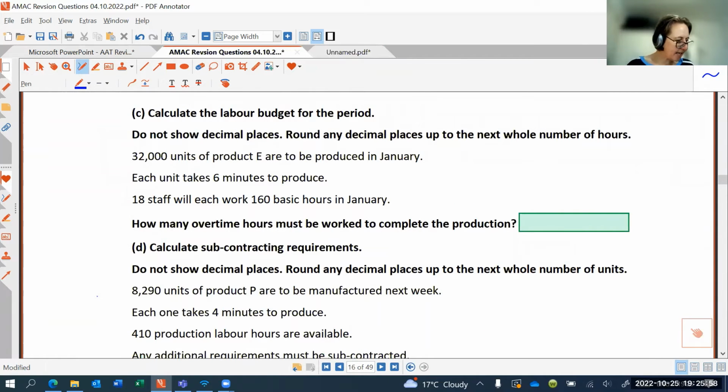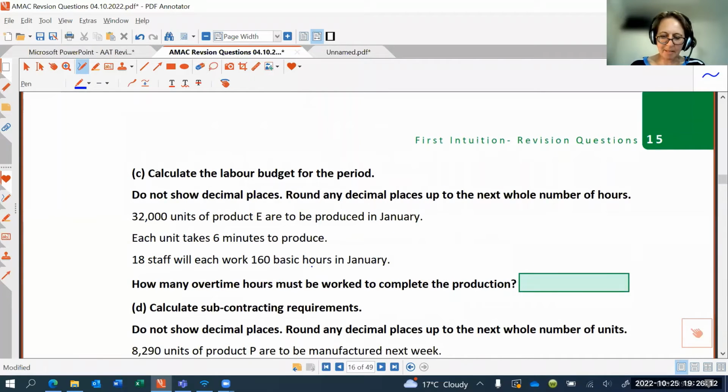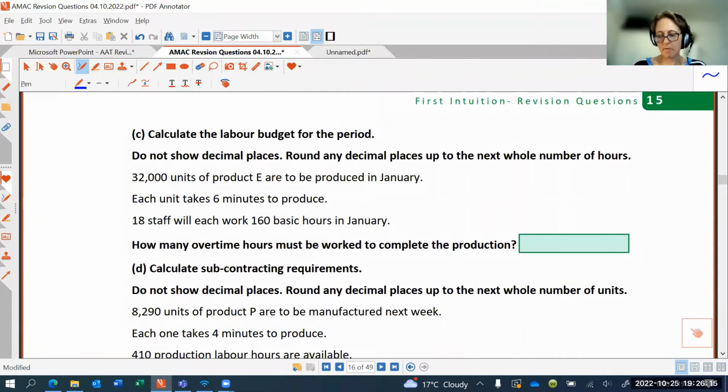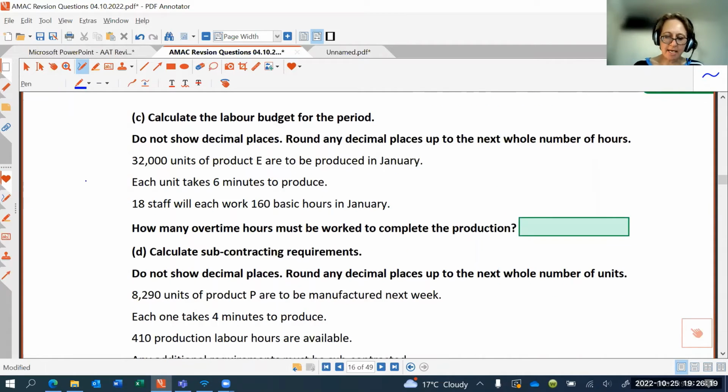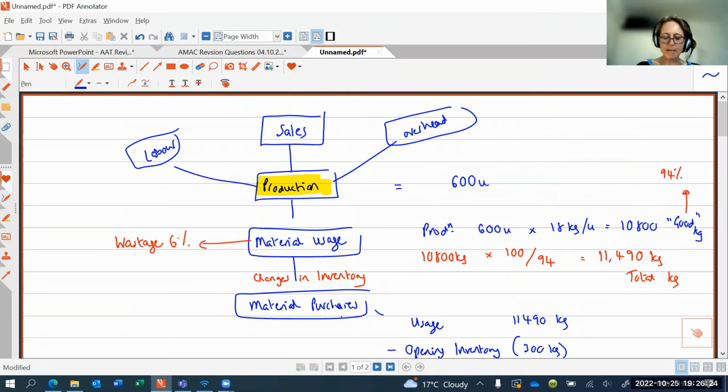Some more calculations here then as we head to part C. Part C says, calculate the labour budget for the period. Do not show decimal places, round any decimals to the nearest whole number. Well, they were our instructions from last time, so I'm happy with that. But a labour budget, interestingly, that's mentioned now, because notice how labour can be done once I know production. It's in no way linked to the materials. Labour is linked to production.